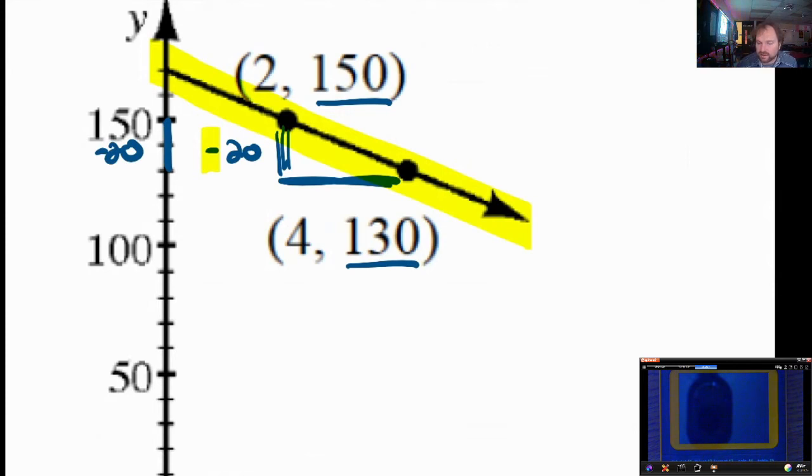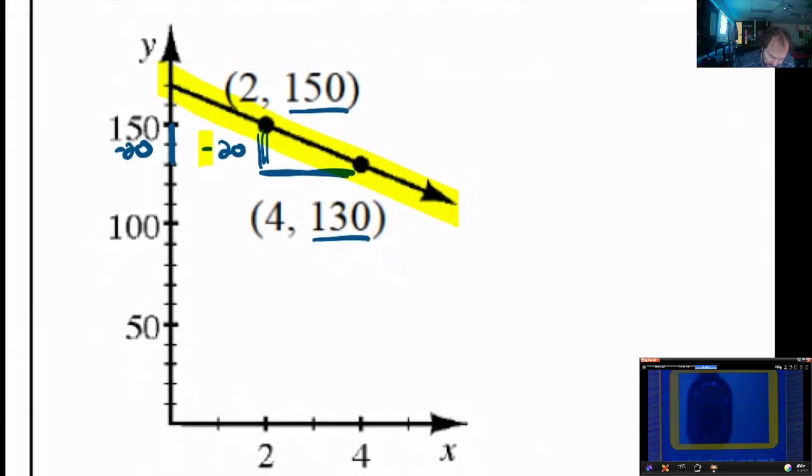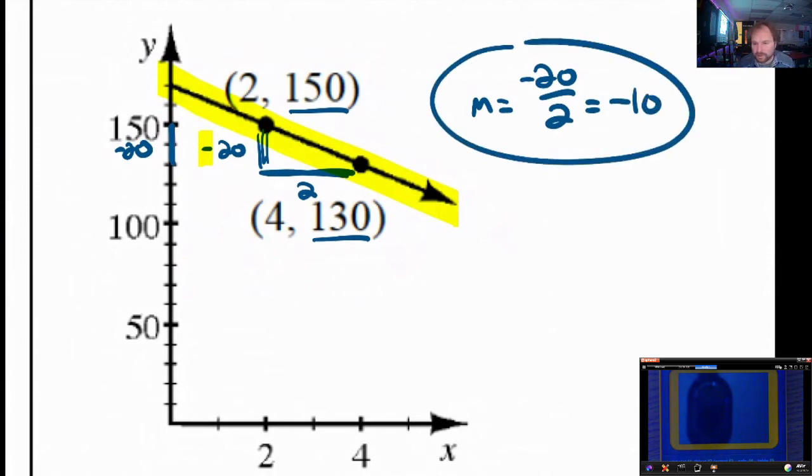Each tick mark is worth 10, and that's 2 tick marks, so that's negative 20. The x is way different, though. That's only going up by 2 here. So it doesn't look like it, but that slope is actually going to be negative 20 over 2, which is negative 10 in this problem. There's your slope.